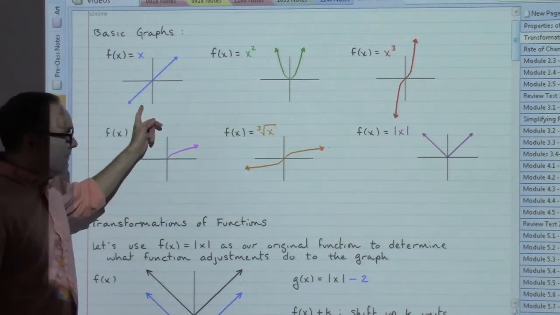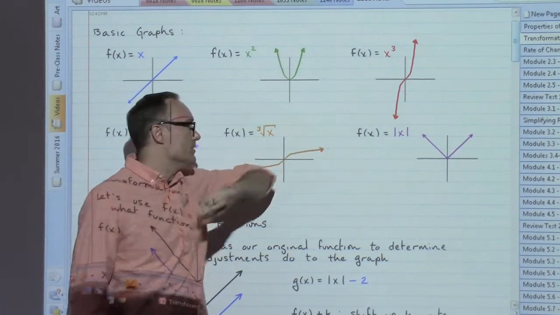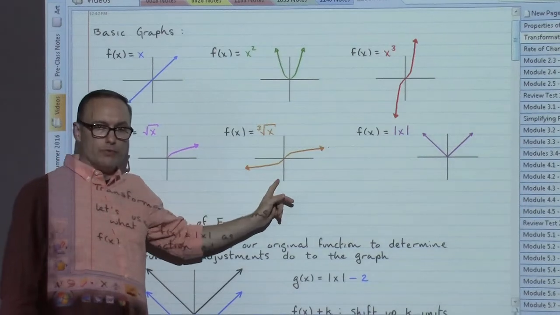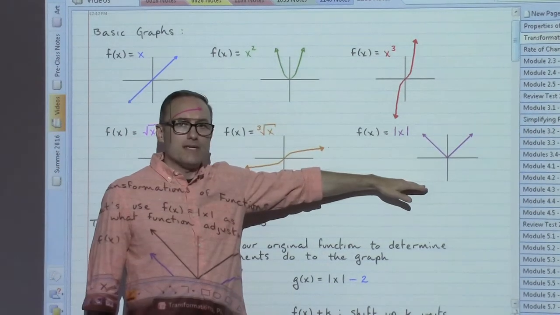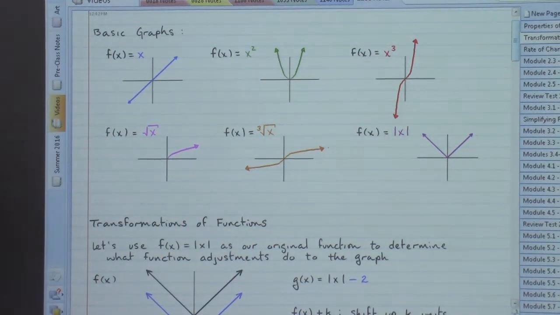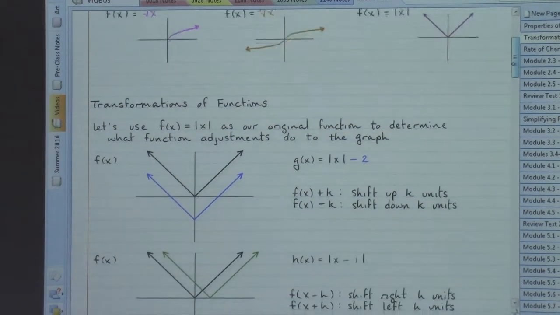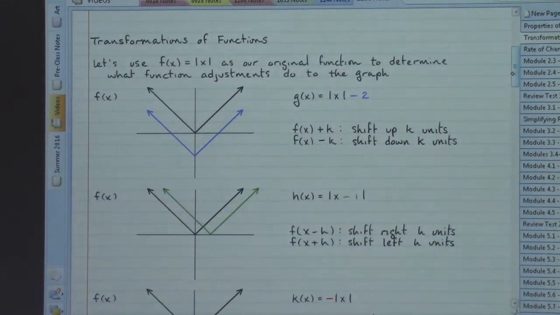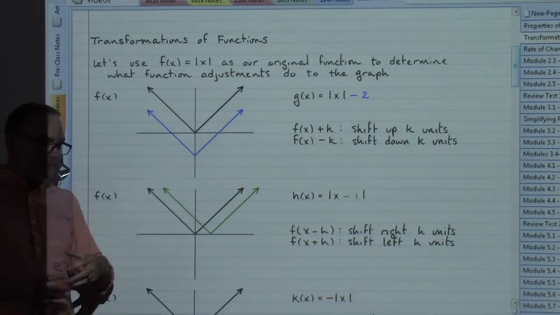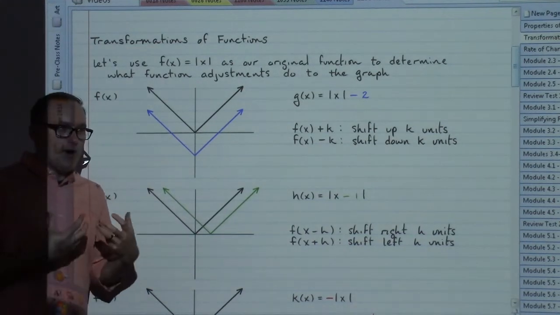But we've got our basic linear function, our basic quadratic function, our basic cubic function. We've got our basic square root function, our basic cube root function, and our basic absolute value function. Now, the kinds of things that we can do, we're going to talk about one at a time. So let's start with the two that are the nicest for us to represent if we are graphing things.